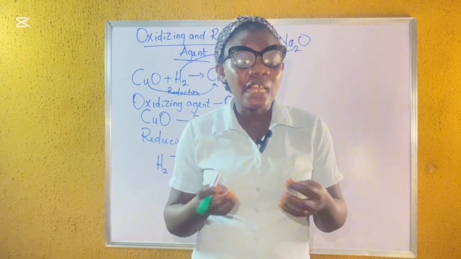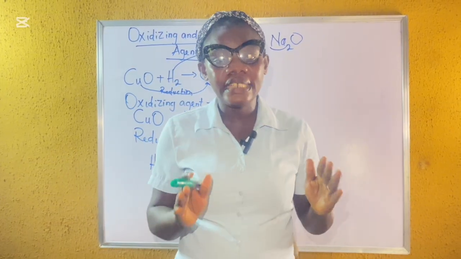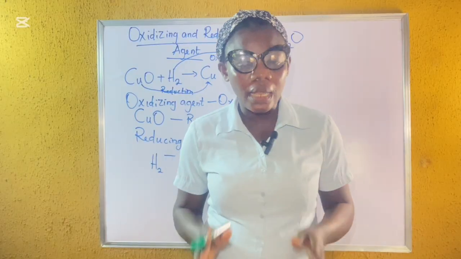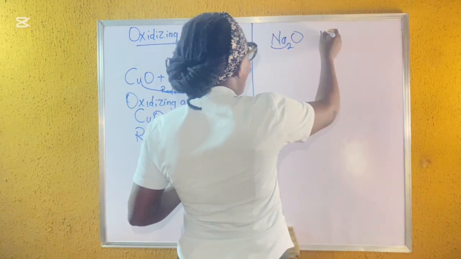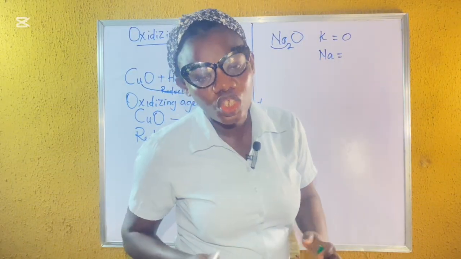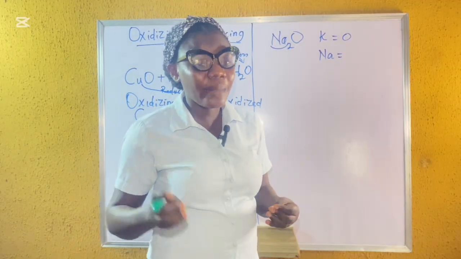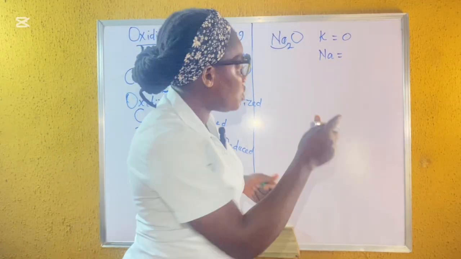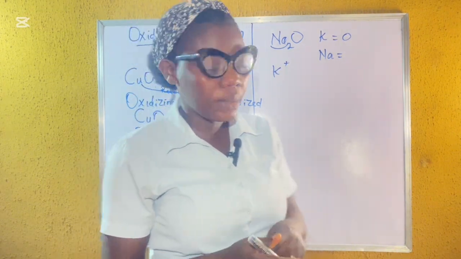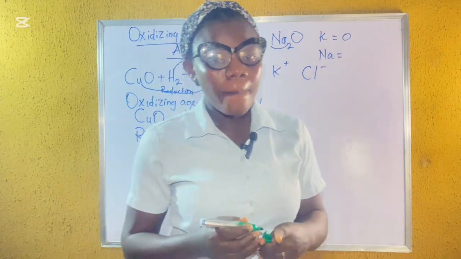The first rule is that for free atoms, the free elements, the oxidation number is 0. When you have Na, the oxidation number is 0. It is free, it's uncombined. Potassium, K, the oxidation number is 0. Na, standing on its own, free element, the oxidation number is 0. Now for our ions, the oxidation number is the charge on that ion. So if I have K+, the oxidation number of K is +1. I have Cl-, the oxidation number is -1.